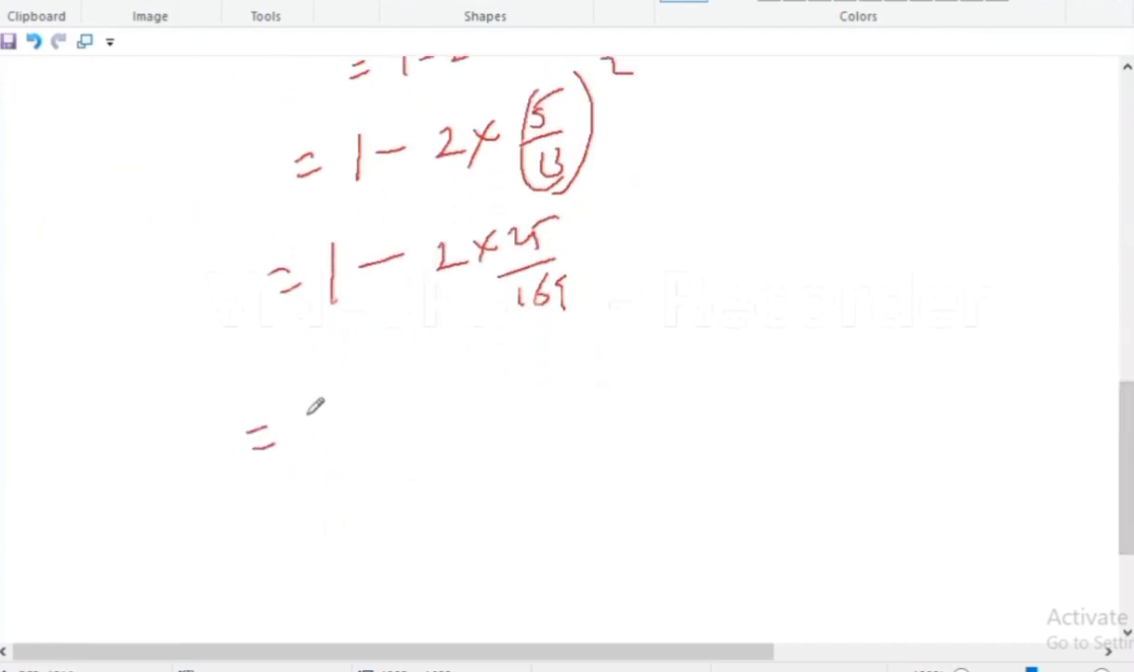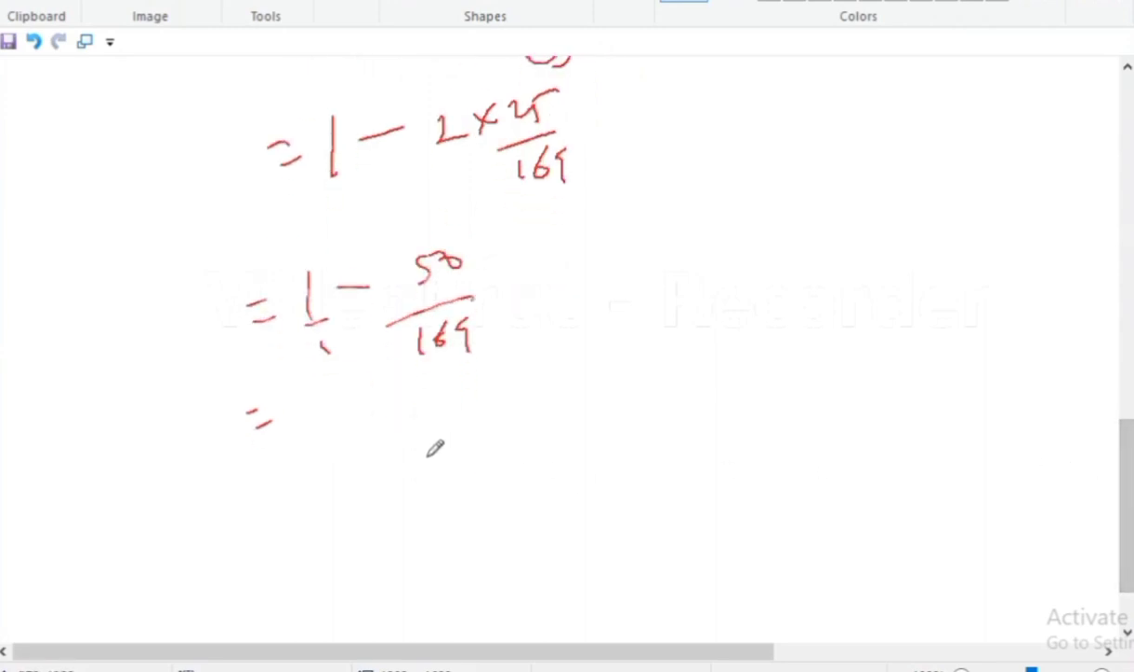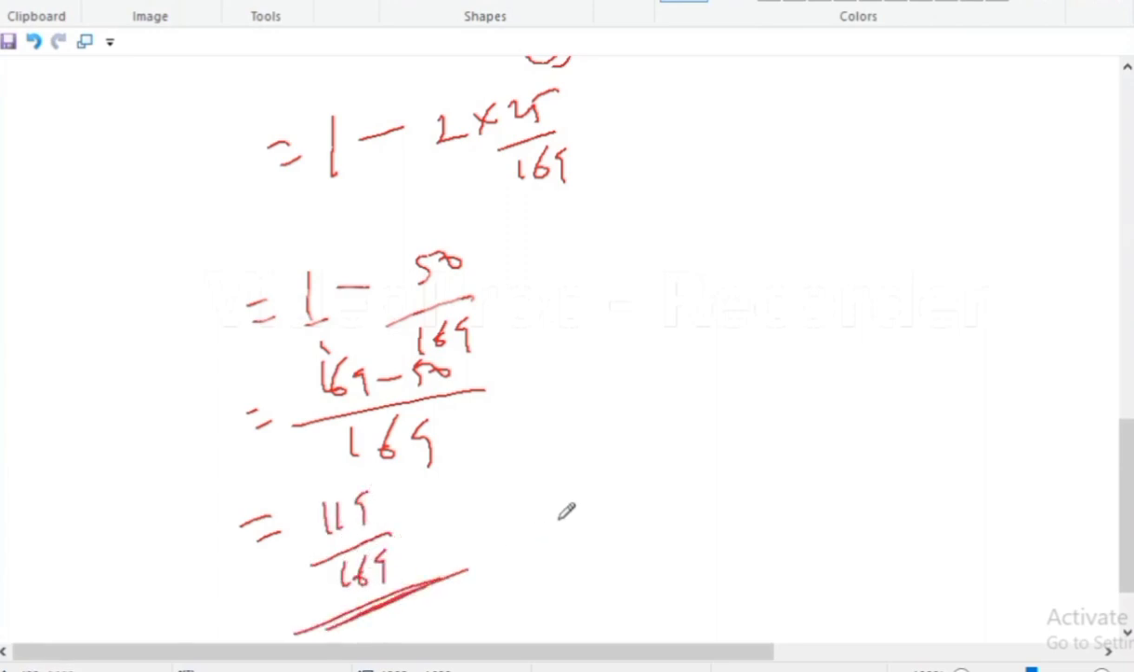So 1 minus 50 over 169. So your LCM here is what? 169. So this multiplied by this, you will have 169 minus 50. This will cancel this, so we have 1 times this. So minus this from this, you will have 119 over 169. So that is it.